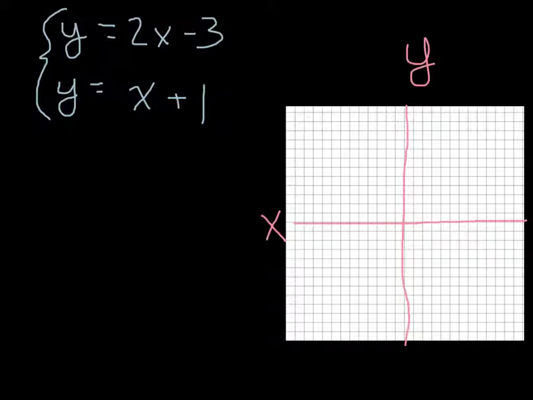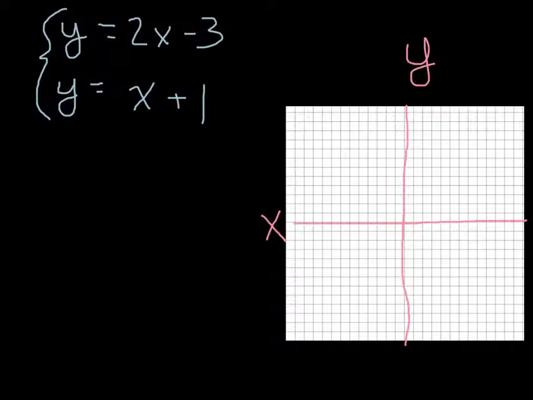Now, when I'm graphing those equations, I'm going to look for a solution. And a solution is a point that works with both of those equations. And my solution is going to be obvious to me on the graph paper if in fact my two lines intersect. So let's start by graphing y equals 2x minus 3.